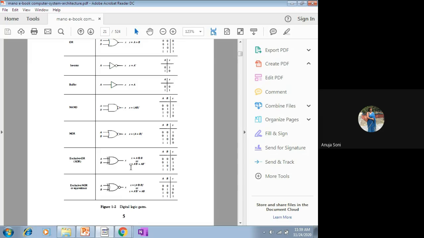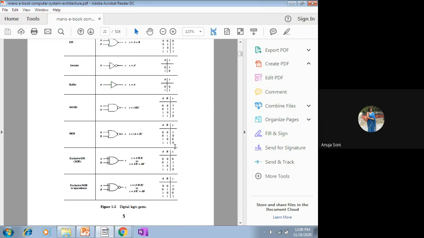X will be equal to A dash B plus AB dash. By this formula, the value of X is derived, and by this formula only the values of all the X's are derived in this truth table as well. So again, how many minterms? 4 minterms will be there, as there are 2 independent variables. So 0, 0, 0, 1, 1, 0, 1, 1.